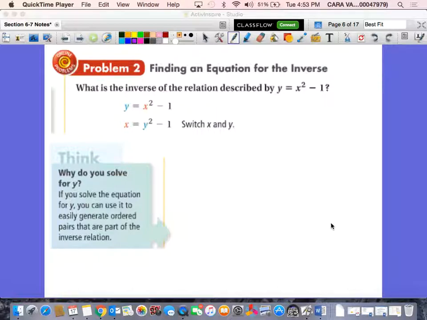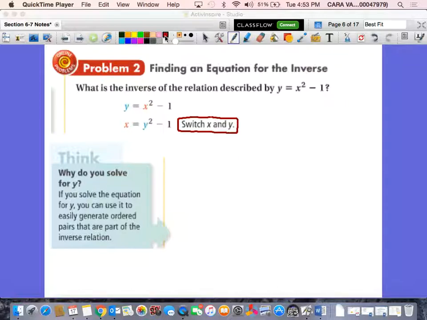So what we did with the tables is the exact same thing we're going to do with equations. It says, what is the inverse of the relation described by y equals x squared minus 1? So what you're going to do is switch the x and the y values. Okay, that's your first step. And it's literally just the x and the y. Don't carry any number with it. Just only switch the x and the y.